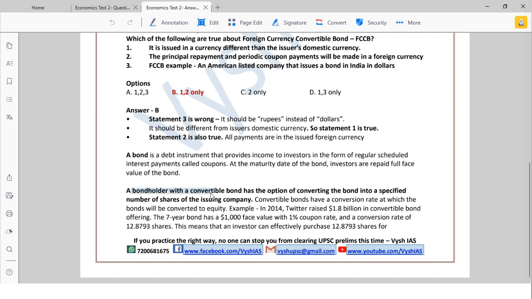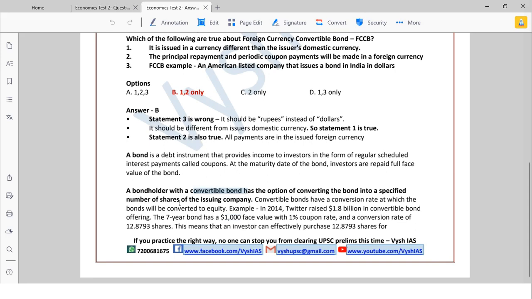Now a bondholder with a convertible bond, okay, now we have to understand convertible bond, has the option of converting the bond into a specified number of shares in the issuing company. Suppose here they are given an example, you don't have to memorize everything, like Twitter has this much convertible bond, a 7-year maturity, $1,000 face value, 1% interest rate, and there is a conversion rate also they will mention. That is only for convertible bond I'm telling, there will be a conversion rate also. So that means you can give your bond, if it's $1,000 value, and buy that many shares. Meaning I want to convert my bond, that's my debt, into an equity concept, into a share concept. That is the one benefit of convertible bond.